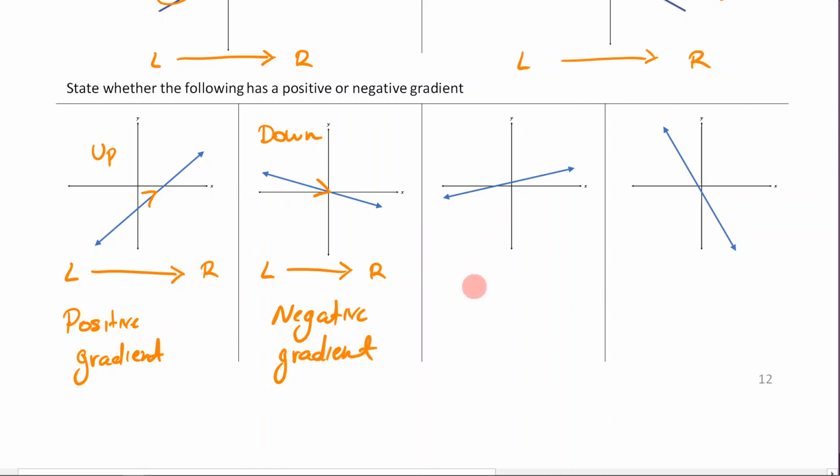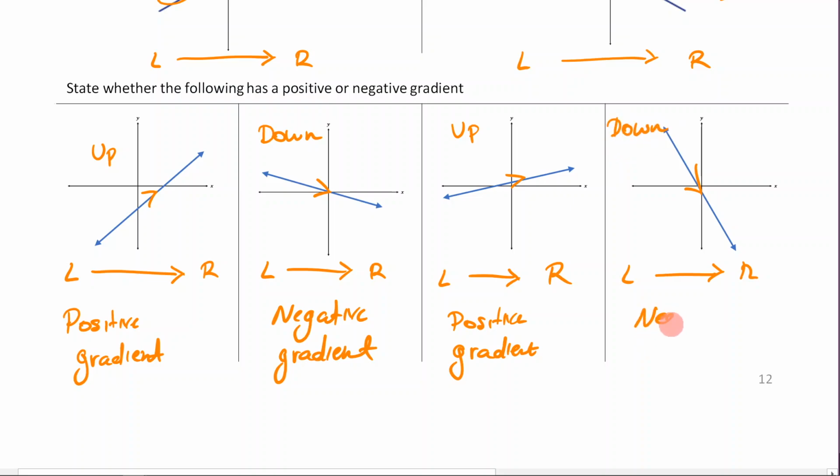Again, make sure you're pausing before you're watching me. Here, it's left to right. It's going up. So it's going to have a positive gradient. And again, looking at it from left to right, it's definitely going down. Quite steeply down. So it's going to have a negative gradient. So positive, negative, negative there. Hopefully you were able to get all those correct. Remember, you're looking at it from left to right, determining whether it's going up or down.